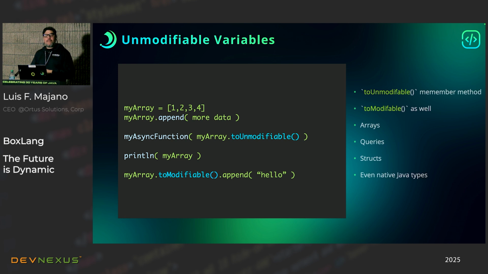We have the concept of unmodifiable variables as well. So we have member methods called toUnmodifiable and toModifiable as well. It can apply to any array list or any list, any query or any struct or native Java types as well. So you can very easily create an array, say toUnmodifiable, and pass it around, and then it's unmodifiable.